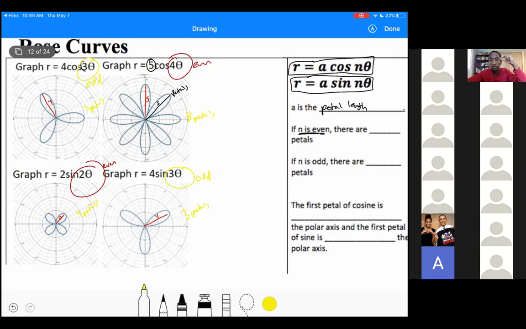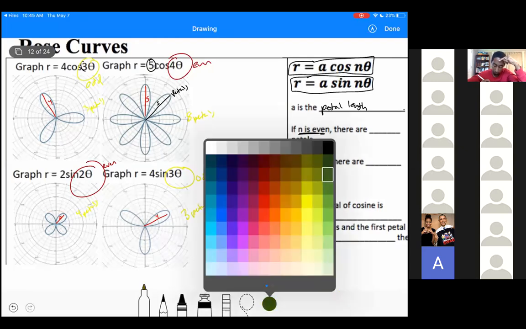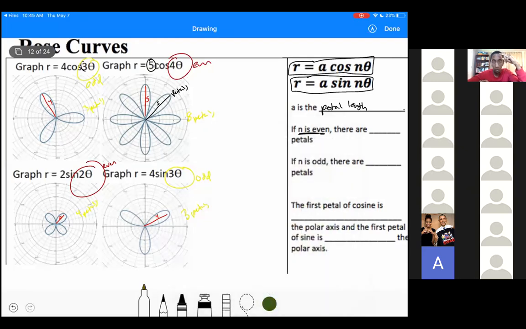What about the relationship between the exact number of petals you have? When n is even, it's double the amount of petals. Okay, good. So when n is even, it's double the amount of petals. So here n was 4, you have 8 petals. Here n was 2, you have 4 petals. So it's 2 times n. So when n is even, you have 2 times n number of petals, okay?